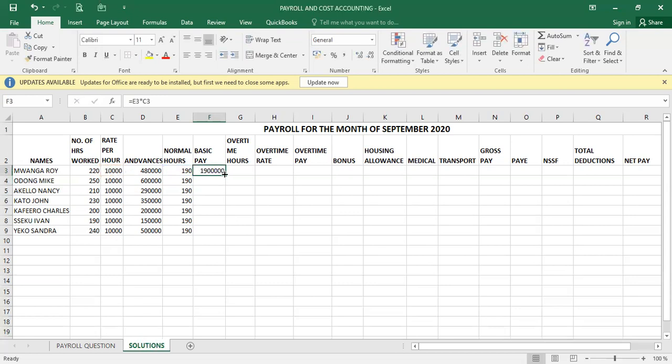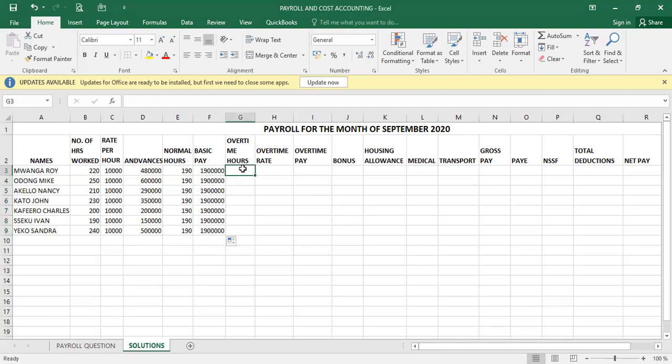But this one is normal, meaning that amount is supposed to be uniform for every employee. Everyone is supposed to work for those hours. That's why you are seeing the amounts are the same, because everyone is supposed to work the same hours, at the same rate per hour.